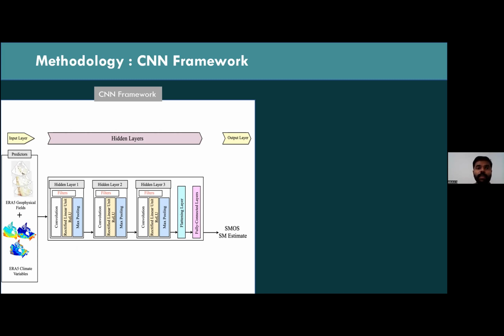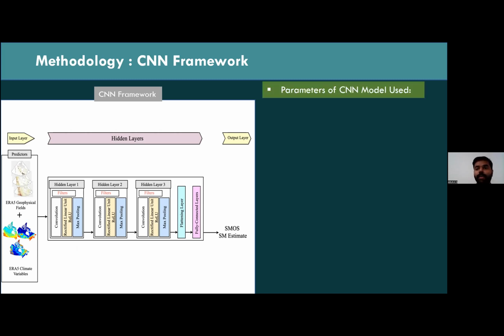Mainly three hidden layers are used in this study. Each of these hidden layers contains three operations: convolution, a non-linear operation using the rectified linear unit or ReLU, and a max pooling operation. The convolution operation uses a set of filters to extract meaningful patterns from the data, and these three hidden layers work in sequential order. Finally, the meaningful patterns extracted from the input are given to the fully connected layer, which predicts the surface soil moisture estimates and gives them to the output layer.